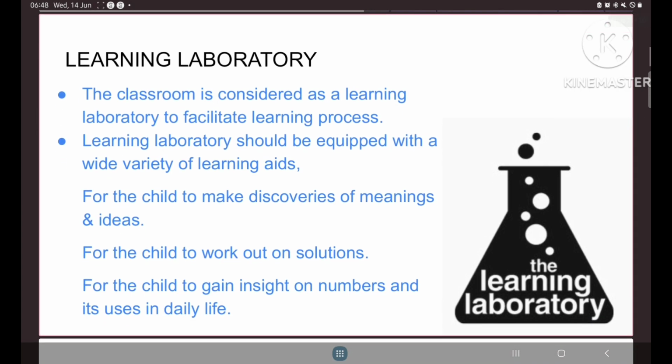Learning laboratory. The classroom is considered as a learning laboratory to facilitate the learning process. The learning laboratory should be equipped with a wide variety of learning aids, for the child to make discoveries of meanings and ideas, for the child to work out solutions, for the child to gain insight on numbers and its uses.